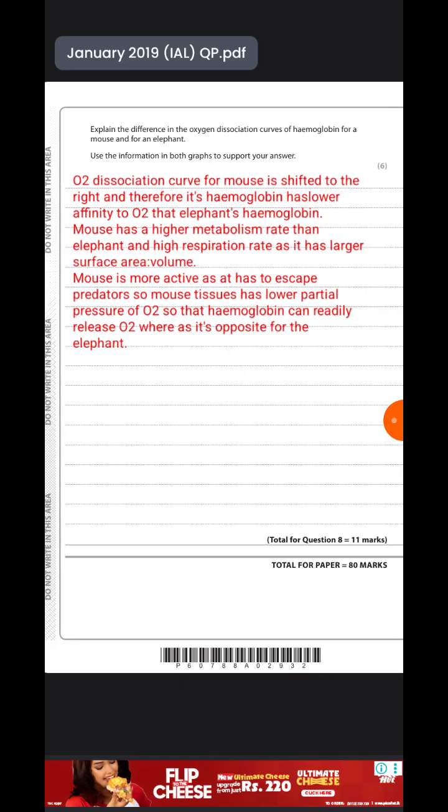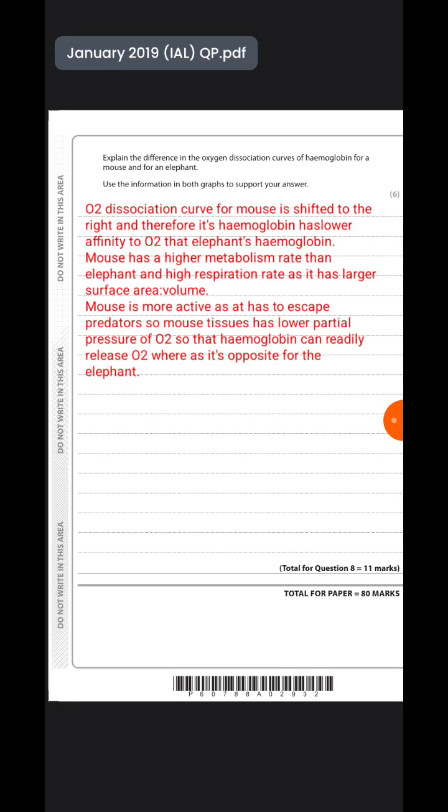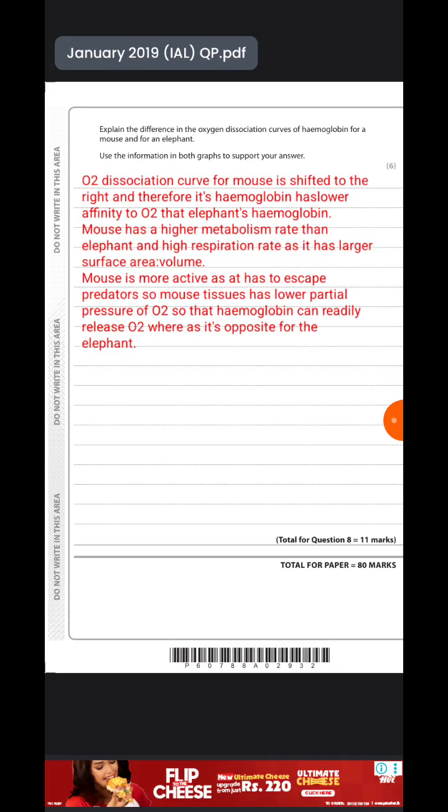So I have written oxygen dissociation curve for mouse is shifted to the right, and therefore its hemoglobin has lower affinity to oxygen than elephant's hemoglobin. So you must remember, if an oxygen dissociation curve is shifted to the right, that means the hemoglobin has lower affinity to oxygen.